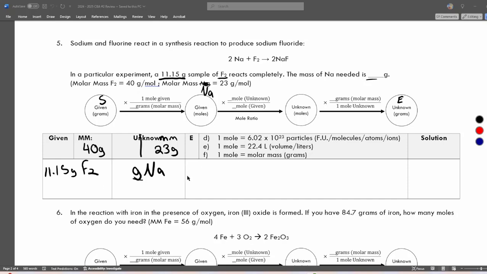All right, let's start it up. We're going to rewrite our given. I'm going to run out of room here. I'm sorry. 11.15 grams of F2. Then we're going to multiply by our first fraction. Our first fraction literally says 1 mole on top. So I'm going to do that. 1 mole of F2 on top. And on the bottom, we said we were going to use this in our first fraction. So that's going to be 40 grams of F2.